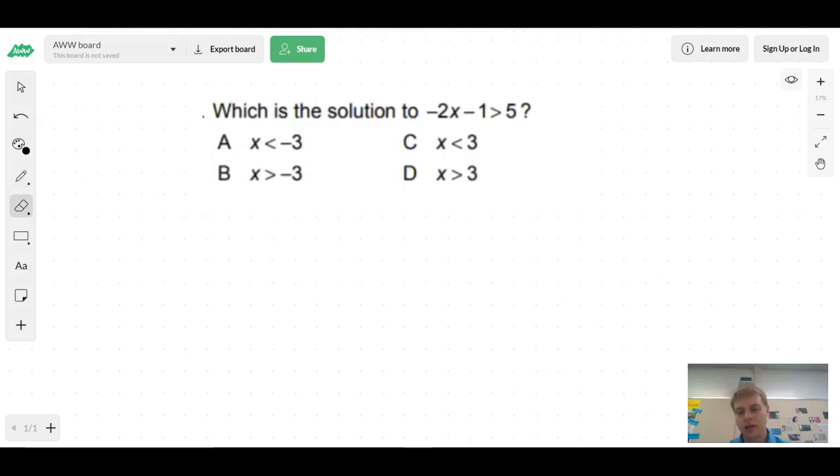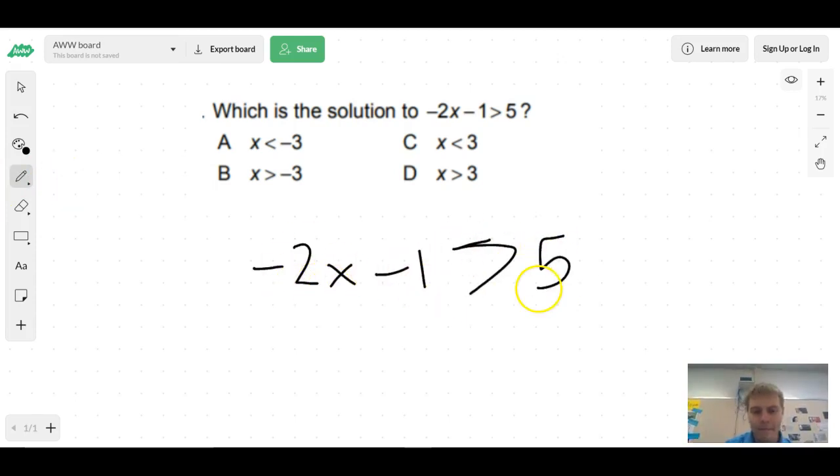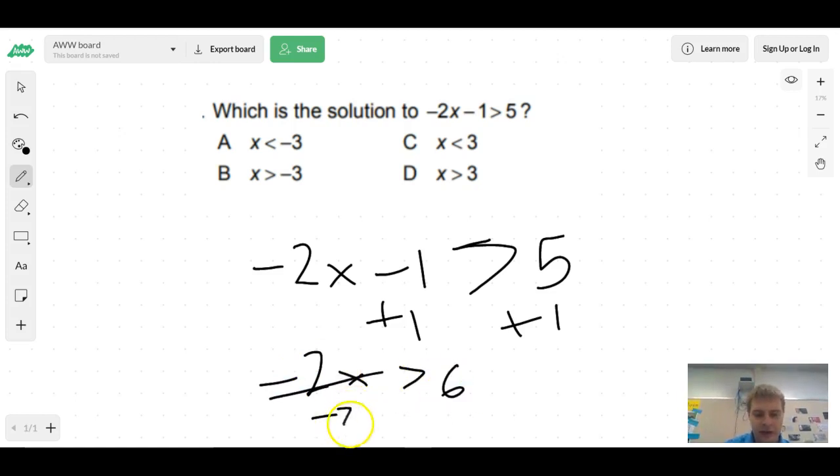So in this one, we're going to try to solve this solution. And so when we're solving this solution, I'm going to take this right here. And now I'm going to try to get x by itself. So I'm going to add 1, get negative 2x is greater than 6, divide by negative 2. What happens when I divide by a negative in an inequality? The sign is going to flip.